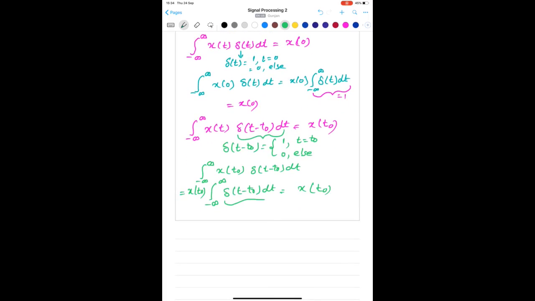There's one more thing which should be noted, and that is that delta of minus t is equal to delta of t, because whether you say minus t equals 0 or t equals 0, both are the same. T equals minus 0 is nothing, it's 0 only.